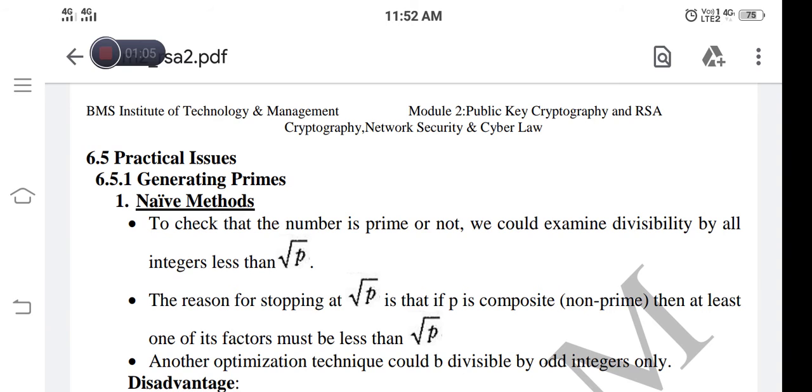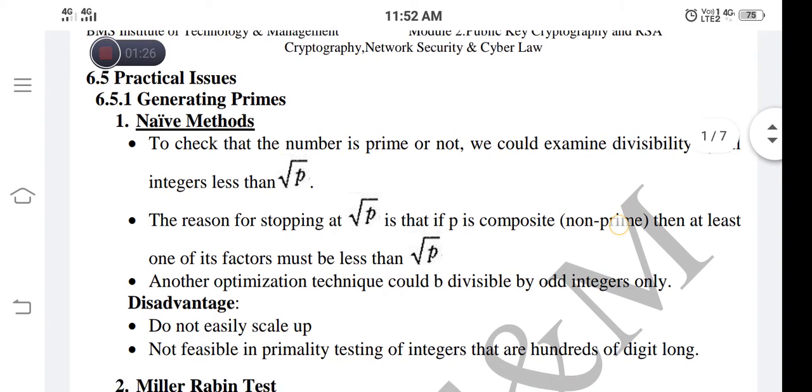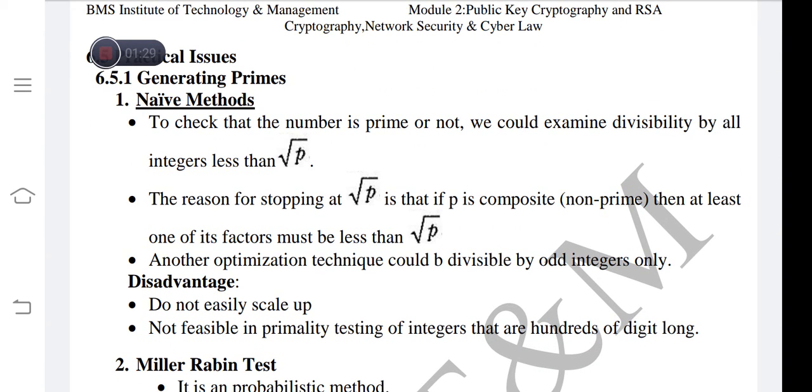Another approach is an optimization technique, where p could be divisible by odd integers only. That is, only the odd integers will be selected to divide the values to check whether the number is prime or not. The disadvantage associated with these naive methods is that they do not easily scale up and are not feasible in primality testing of integers that are hundreds of digits long.